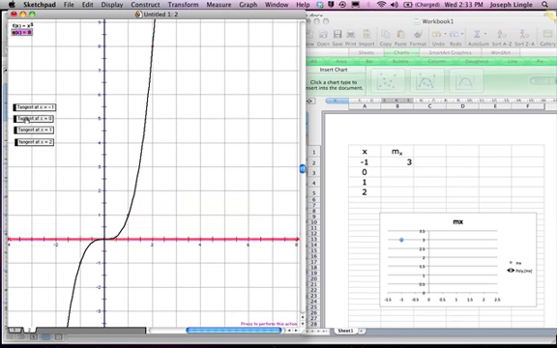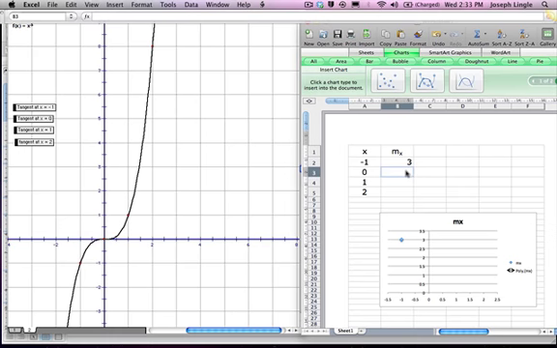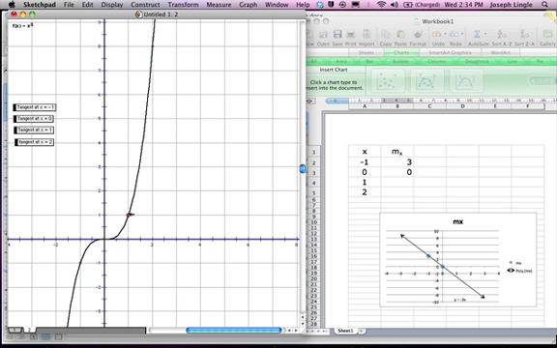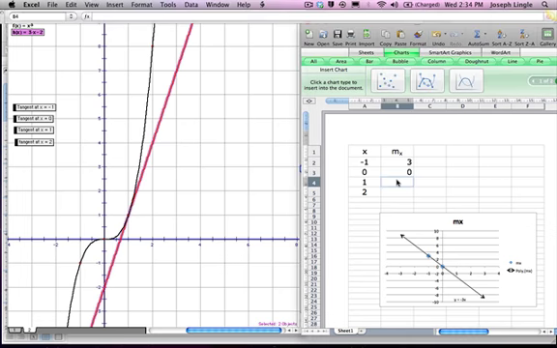A tangent line, remember, touches the function at exactly one point, which this does. So that is the tangent. Its slope is 0. What about at x equals 1? What does the tangent look like at x equals 1? There it is. The slope is 3.